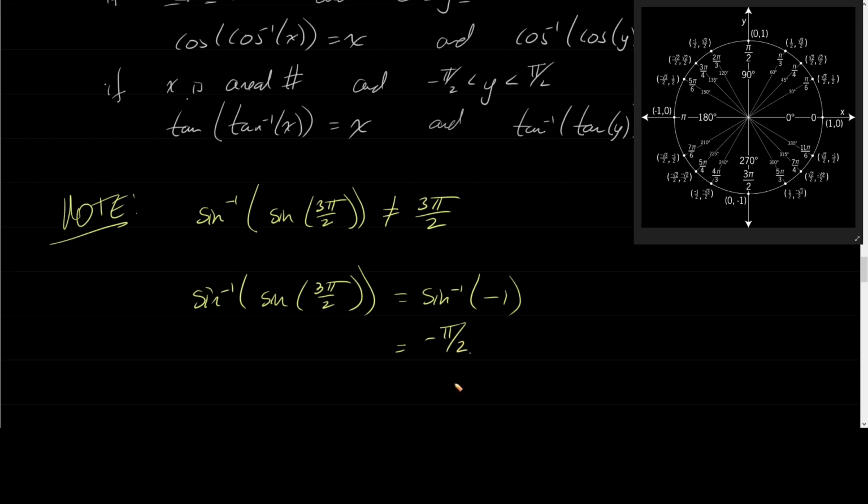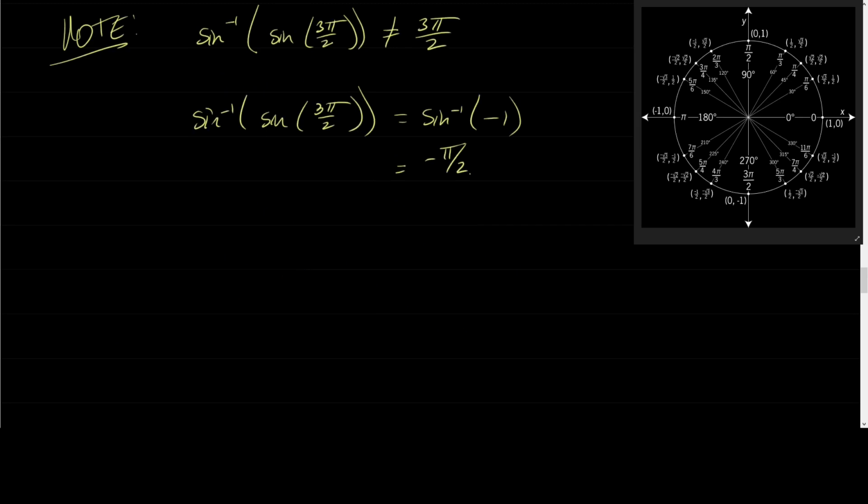So even though these are two coterminal angles, they're not the same exact value, right? 3π/2 and -π/2, they're coterminal angles, but they're not the same value. So you have to be careful about that, all right? You have to be careful when you're working with trig inverse functions, that they are actually what they're supposed to be. So, all right.